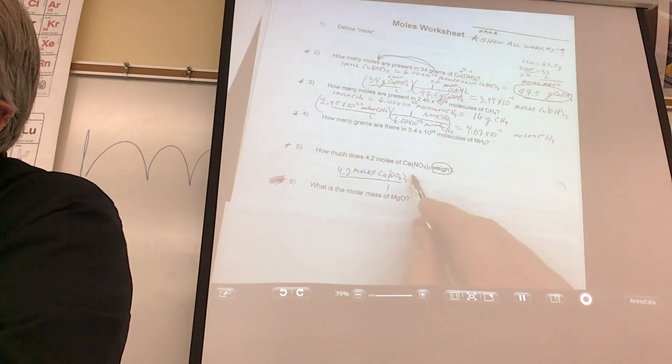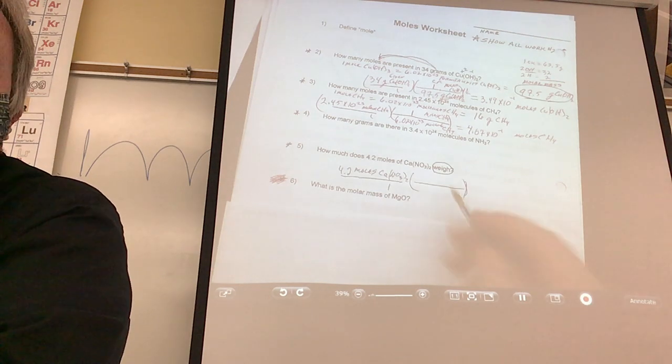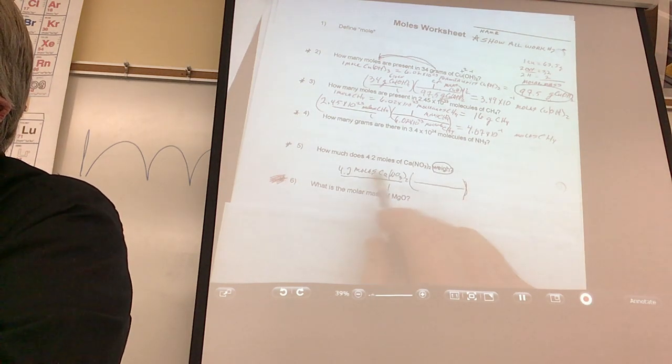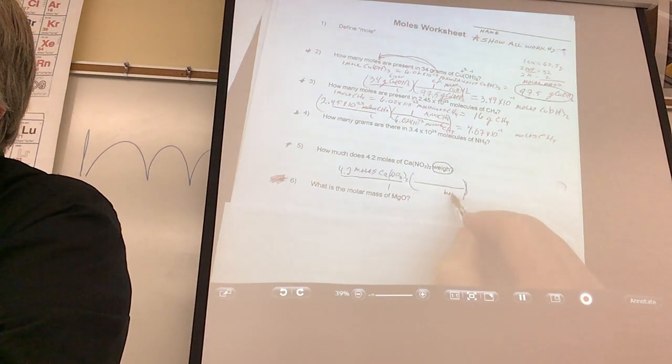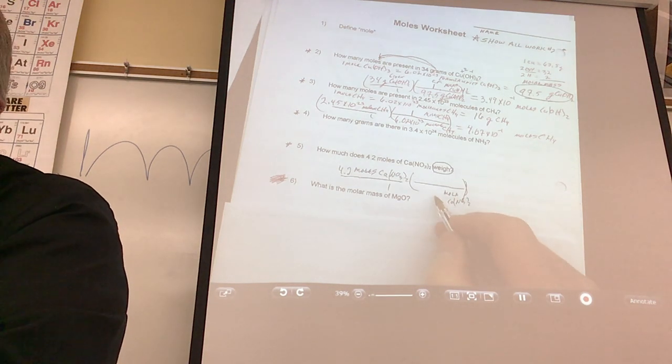Okay, now, I want factor label to be a friend of yours. Factor label helps you. It helps you think. Do you want to get rid of the word moles? You say, yeah, I got to get rid of that guy. Moles of calcium nitrate. And don't worry about the numbers. We'll take care of the numbers in a minute. And then what do you want to convert it into?